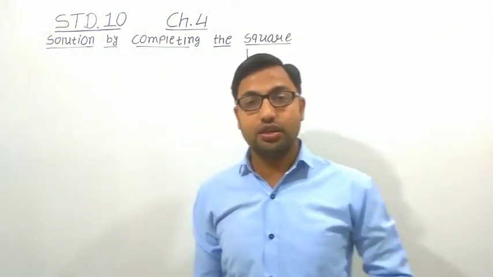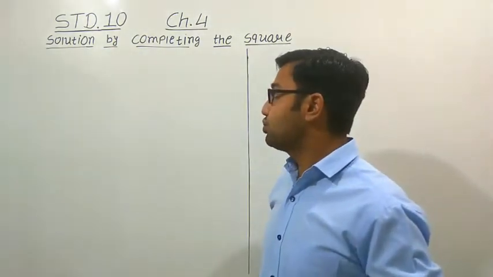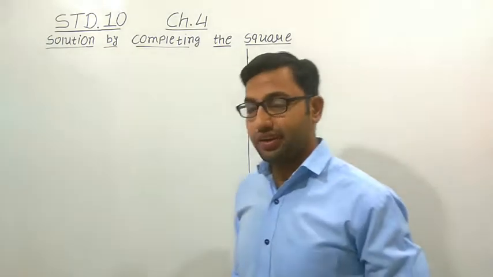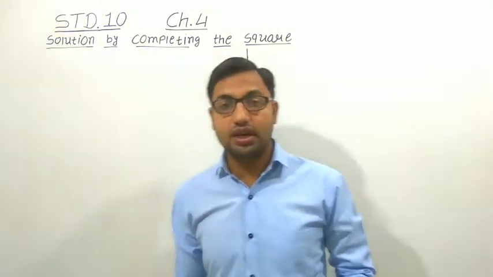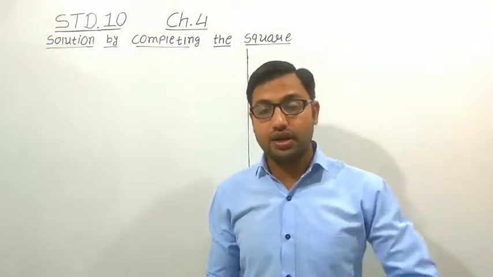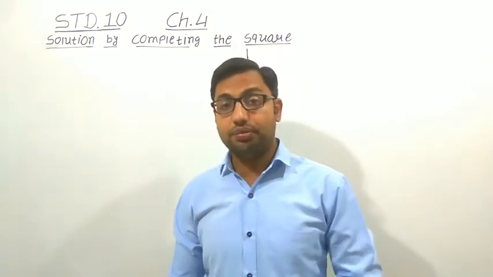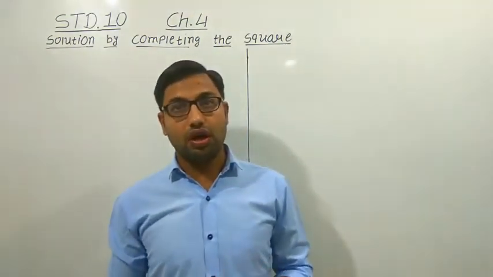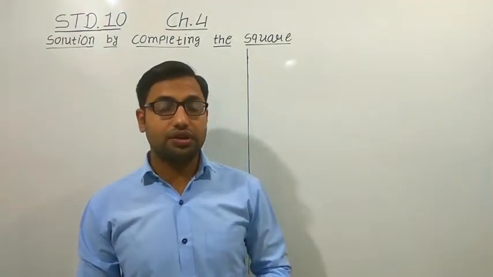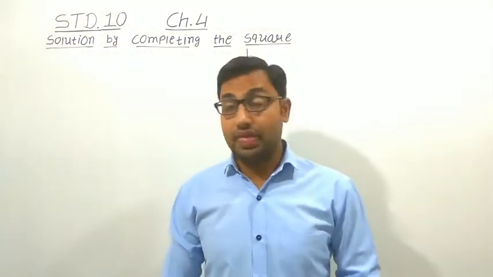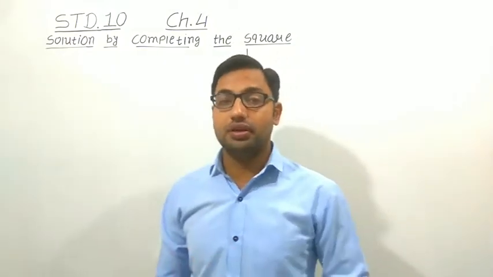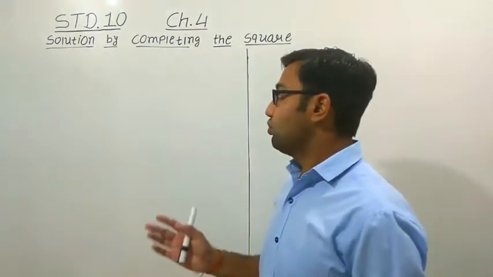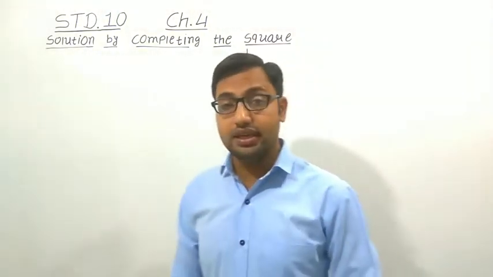Hello students, today we will study the solution by completing the square. This is the topic of standard 10 chapter number 4, quadratic equations. So in previous classes we have studied how we can find out the roots or how we can solve the quadratic equation by factorization. So this is another method, that is called solution by completing the square.